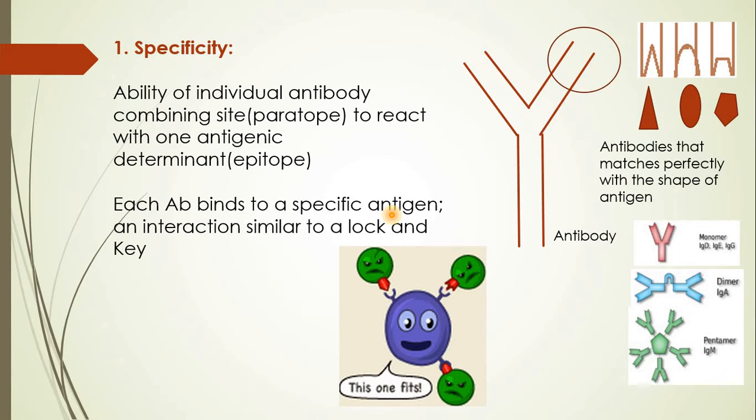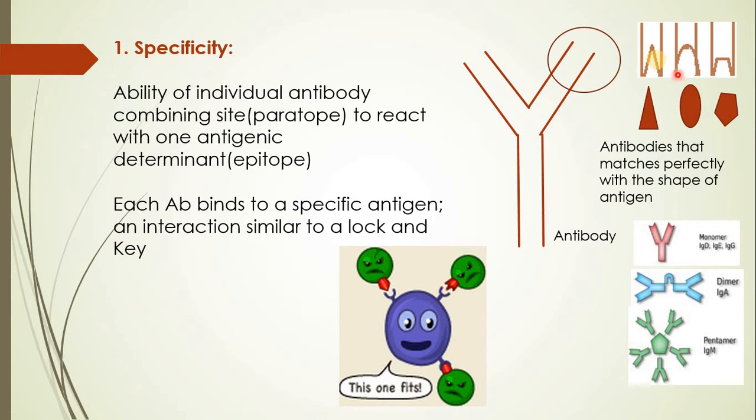There is a very specific key for a specific lock. In the same manner, a very specific antibody is present for a specific antigen, and this specificity leads to development of the next point, which is called immune complex.